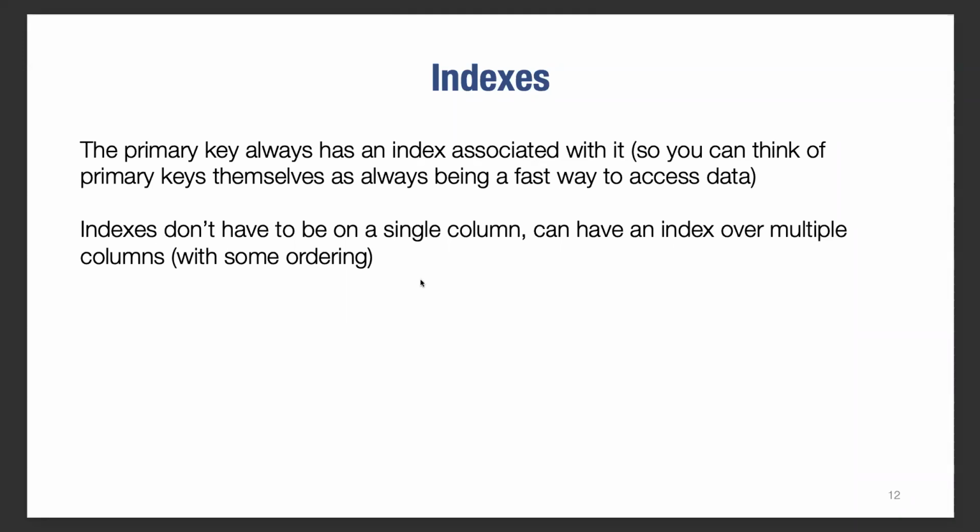It is optimal. Think of it as primary keys have always been a fast way to access data, and they don't have to be on a single column. You can have an index over multiple columns. I'm not going to say too much about that, but your primary key always has an index associated with it. In the cases where you have more than one primary key, it is called a composite key because it consists of more than one key, but that's by the way. I'm just telling you that where you have an index over multiple columns, there's a name for it.